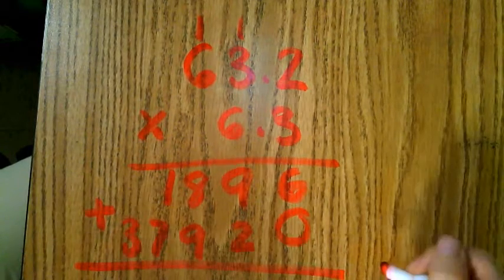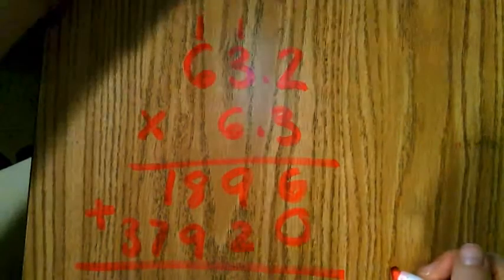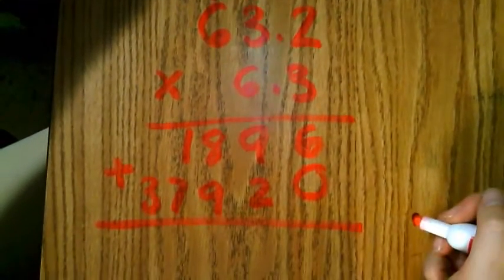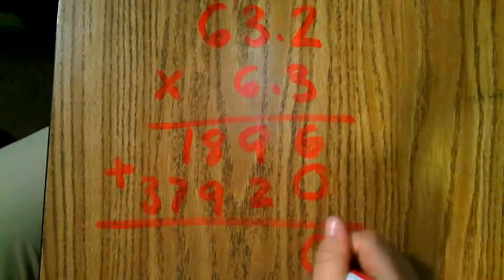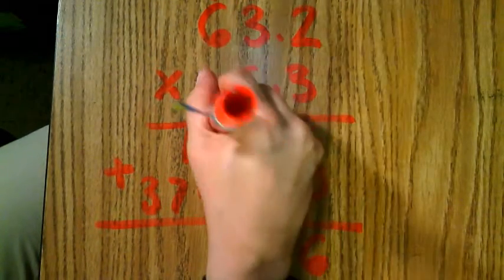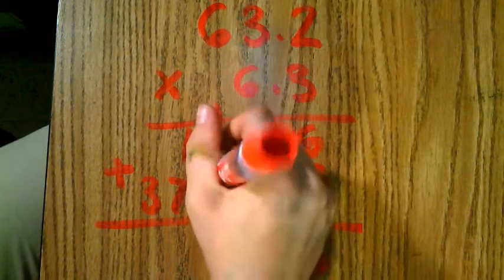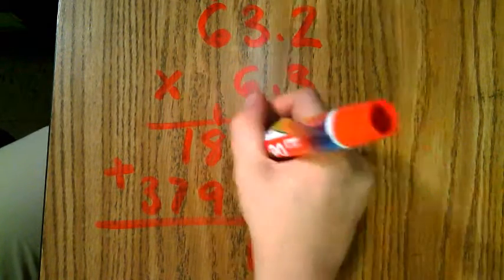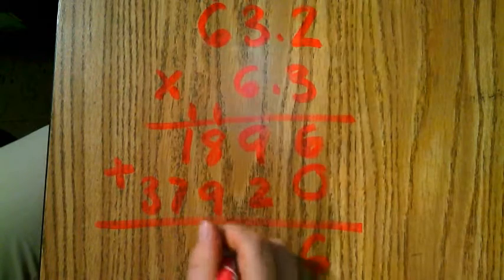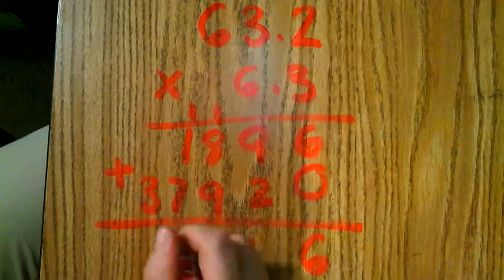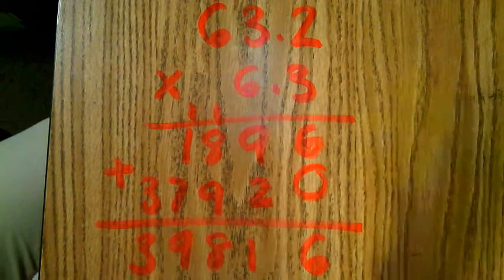We add up those numbers just like we do in every other multiplication problem. 6 plus 0 is 6. 9 plus 2 is 11. 9 plus 1 is 10, plus 8 is 18. 7, 8, 9, and my 3.